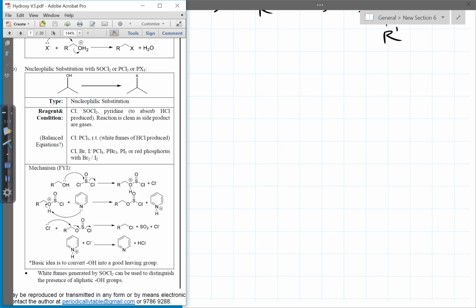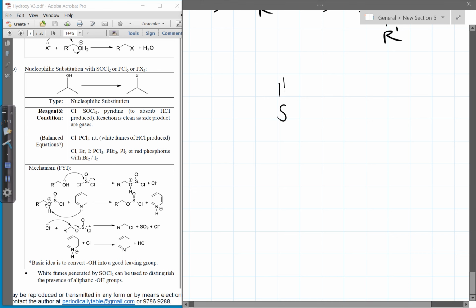So it's a very good leaving group, right? Because, like what I mentioned just now, this Cl- can delocalize, right? So it's actually very stable. So that's the main idea, right?